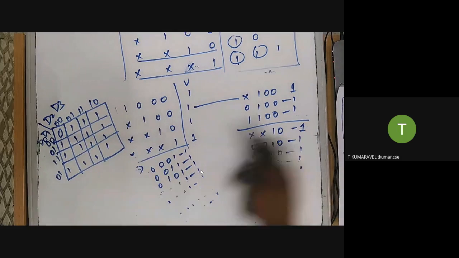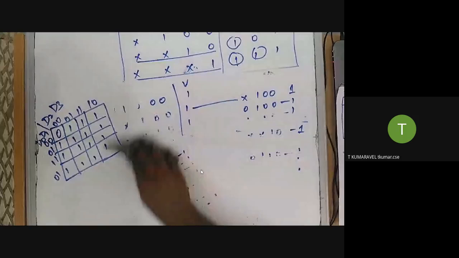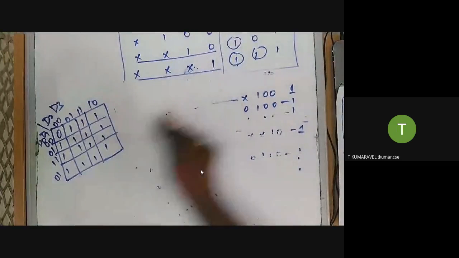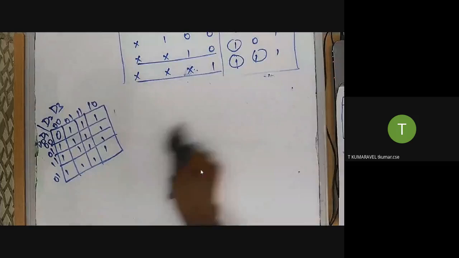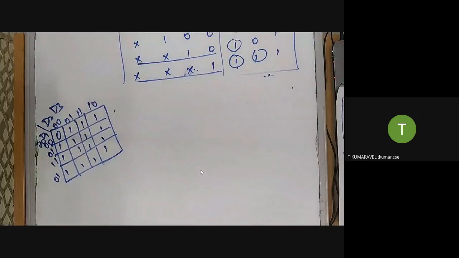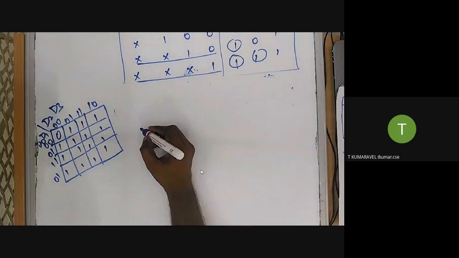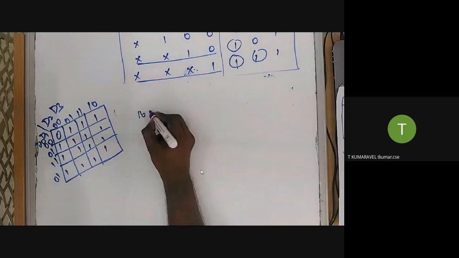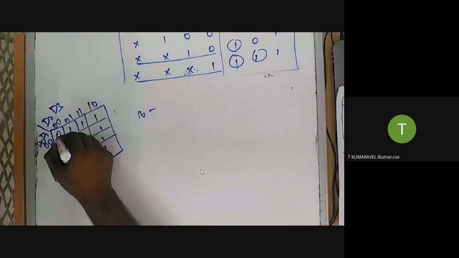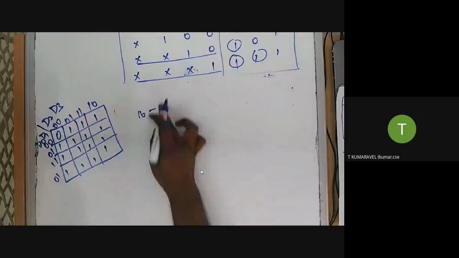Okay, so now what happened? We want to perform grouping. I want to generate the expression for V. So for that, I'm going to perform minimization. What is the maximum size of grouping possible here? 16 is not possible because in one place the value is equal to 0. So 16 grouping is not possible.